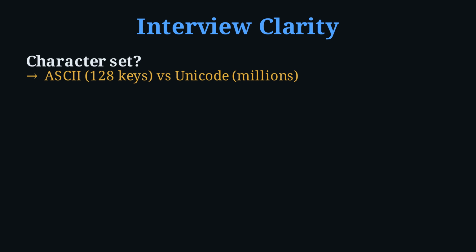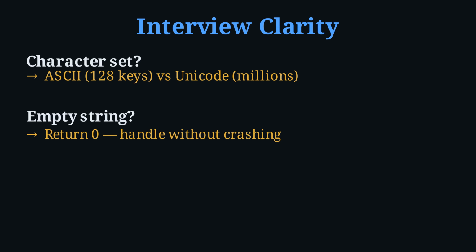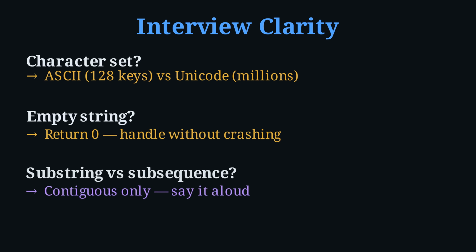Before writing any code, clarify 3 things. First, character set. ASCII means at most 128 distinct keys, a bounded map. Unicode means potentially millions. The problem says ASCII, but asking this signals you think about scale. Second, empty string. Your code should return 0 naturally. A reviewer will notice if it needs a special case. Third, confirm substring versus subsequence. Say it out loud. I'm treating this as contiguous characters, is that right? 30 seconds of clarification before touching code shows engineering maturity.